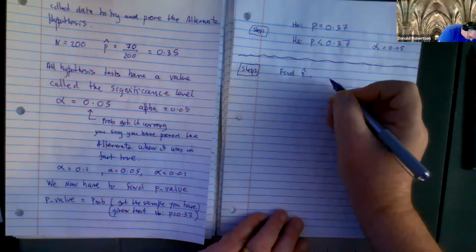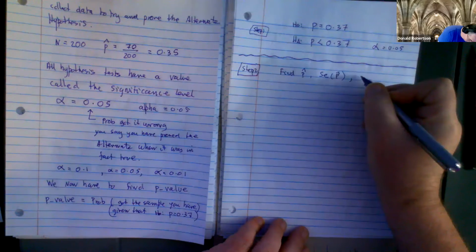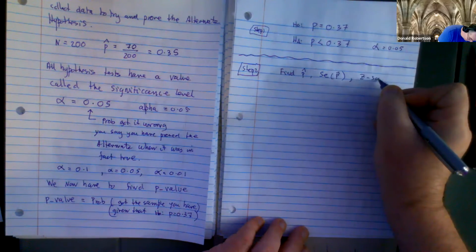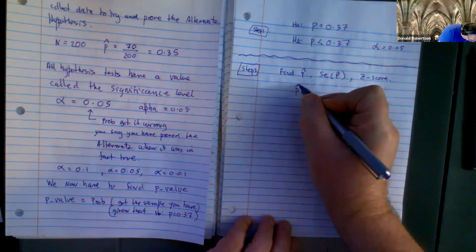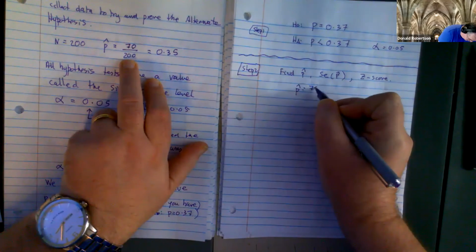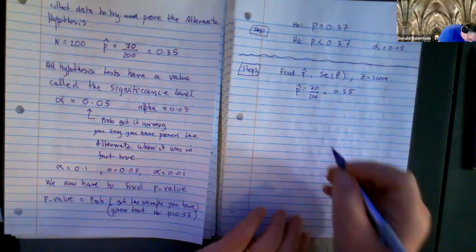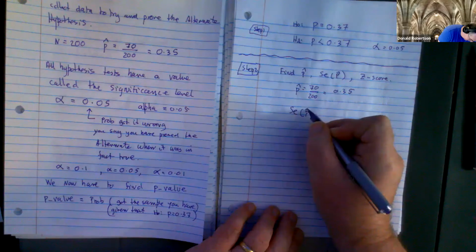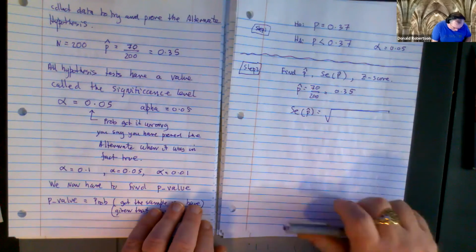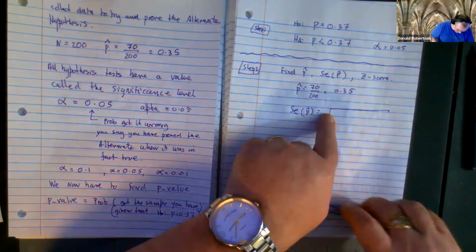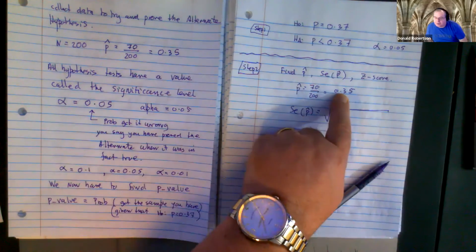p hat, standard error of p hat, and a z-score. So we are going to find these fellas. In my story, p hat was 0.35. The standard error, this is where people tend to make the mistake. There are two numbers floating about here for which we should be using, right? What do I mean by the two numbers? It could be 0.37 and it could be 0.35, right?